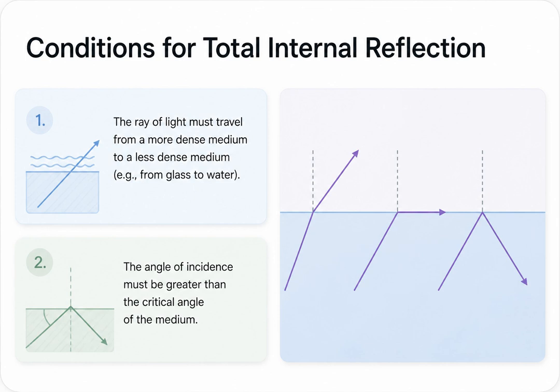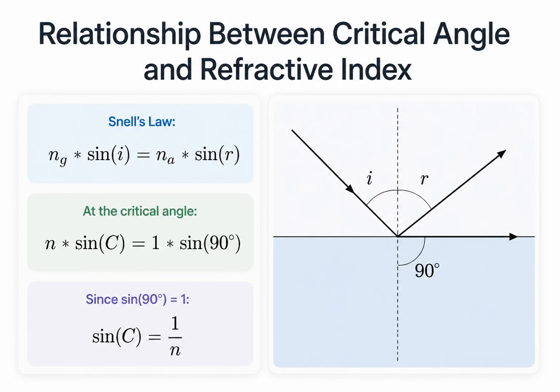We can mathematically link the critical angle to the refractive index using Snell's law. If light moves from a dense medium with refractive index n into air, which has an index of 1, we set the angle of incidence to C and the angle of refraction to 90 degrees. Since the sine of 90 degrees is exactly 1, the equation simplifies beautifully. The sine of the critical angle equals 1 divided by the refractive index.